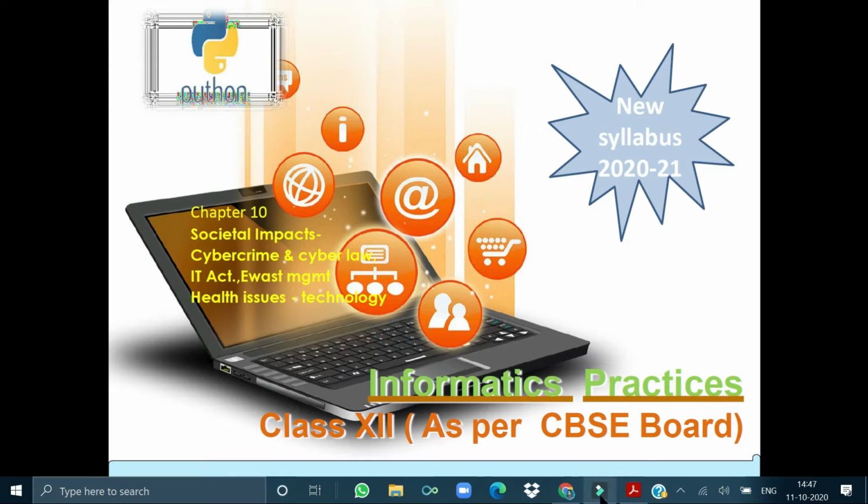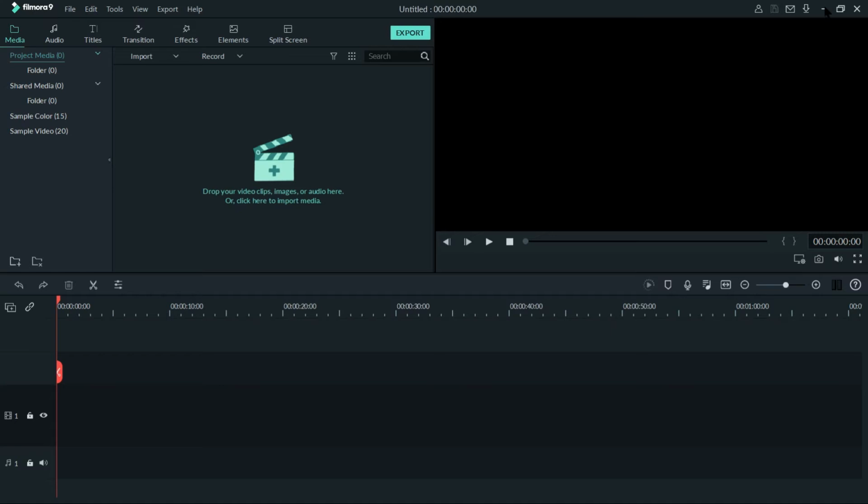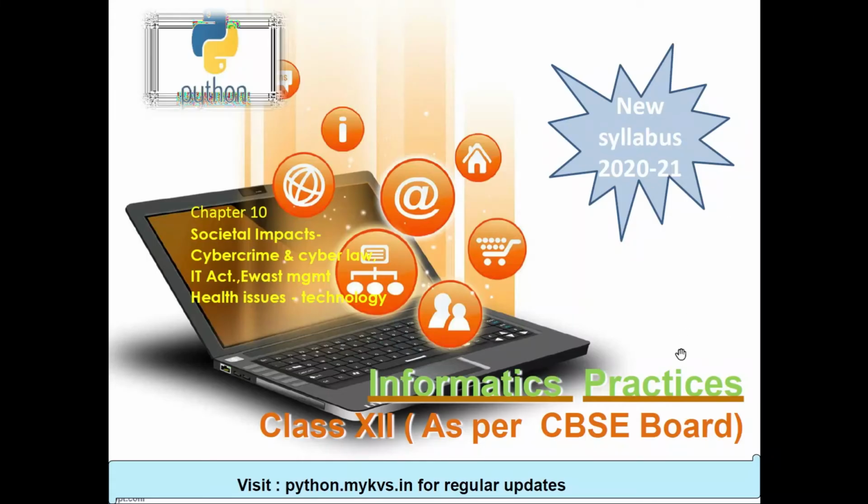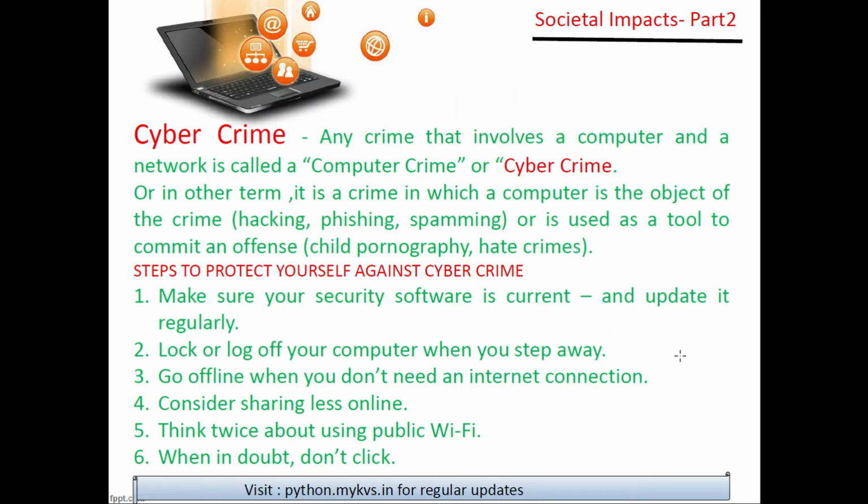So first of all, cybercrime. Any crime that involves a computer and a network is called a computer crime or cybercrime. A very simple definition has been given. Or in other terms, it is a crime in which a computer is the object of the crime, meaning the computer has been kept at the center point, and then the crime has been committed.